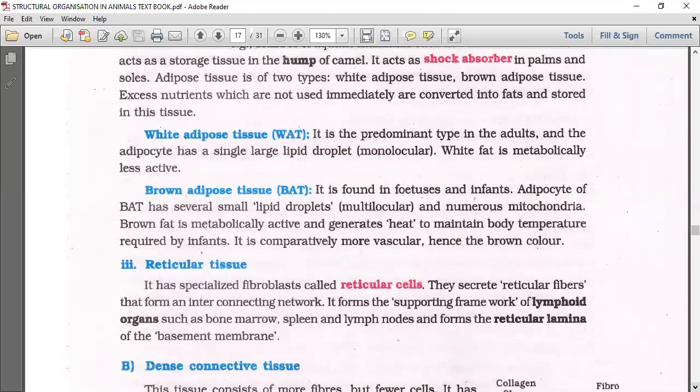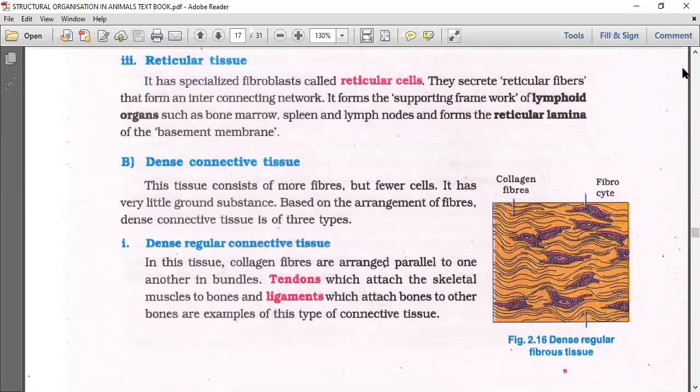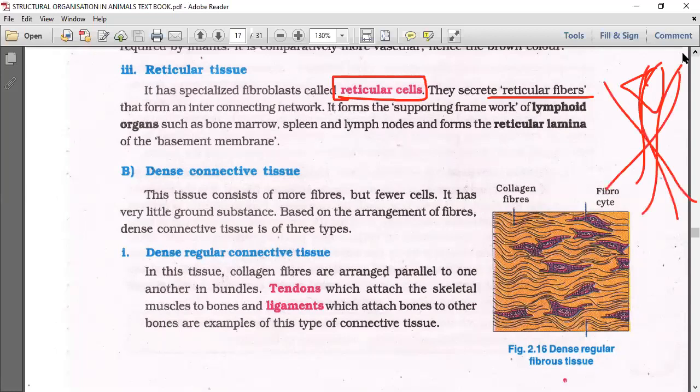At a glance, let's close the reticular tissue also. Reticular tissue has specialized fibroblast cells called reticular cells. They secrete reticular fibers. You remember, we said the reticular fiber means the fibers which can form a network. Reticulum means network. They secrete reticular fibers that form an interconnecting network.